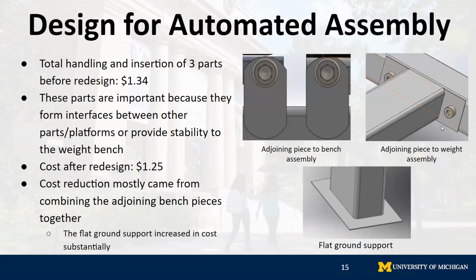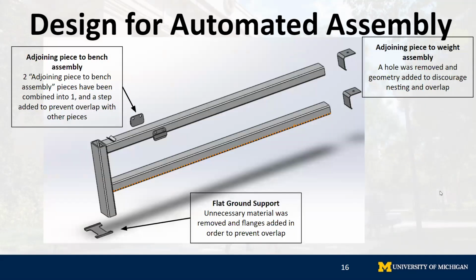In our design for automated assembly, the original cost of those 3 parts was going to be $1.34. These parts were important to redesign because they provide stability to the weight bench and are interfaces between different subassemblies. Cost after redesign was $8.25, and this cost reduction mostly came from changing the adjoining piece of bench assembly into one part rather than two.